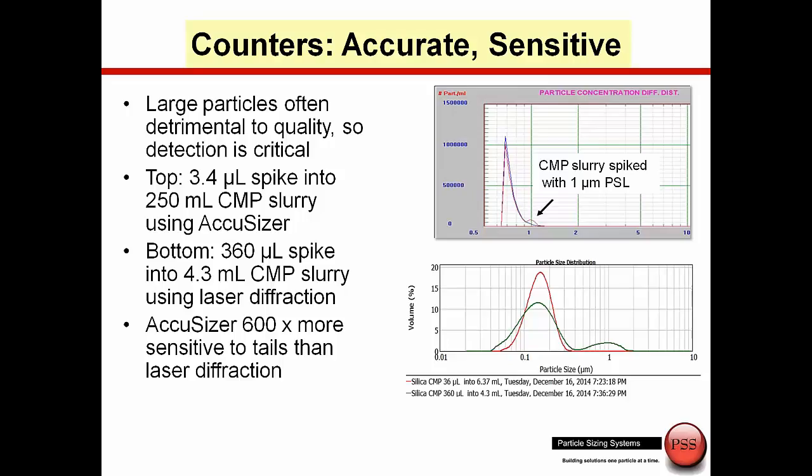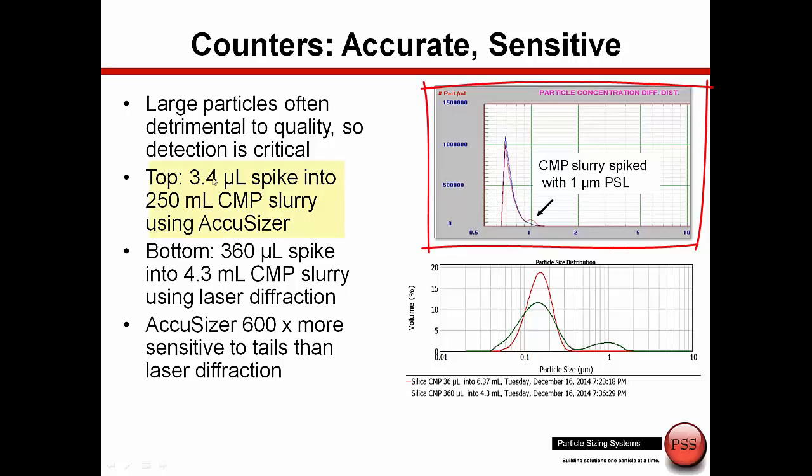Some of the advantages of using counters, and specifically the Accusizer, is the ability to be sensitive to a small portion of very large particles. These are some experiments I ran recently. What you see in the upper right is a CMP slurry, which is a slurry used in the microelectronics industry. And what we did is we spiked the sample. We just took 3.4 microliters of a 1 micron polystyrene latex. And when we spiked 3.4 microliters into 250 mLs of the CMP slurry, we found the second spike.